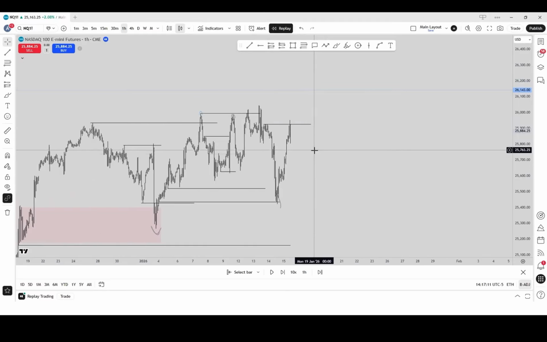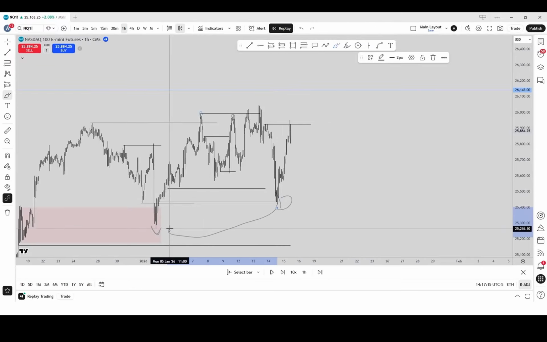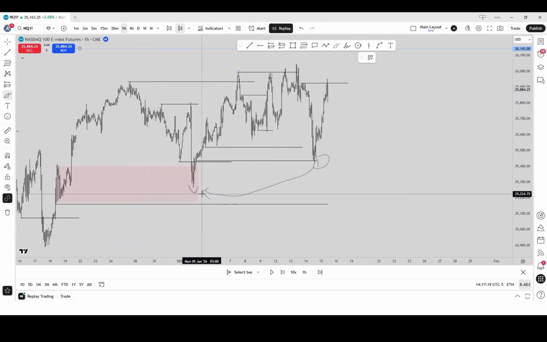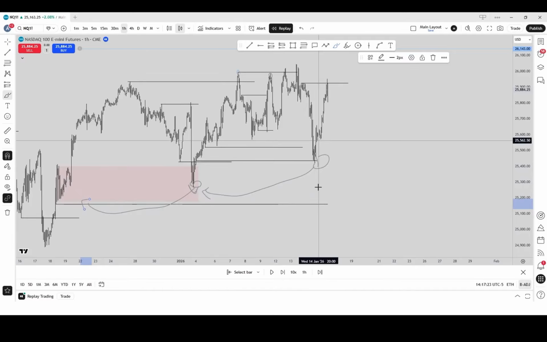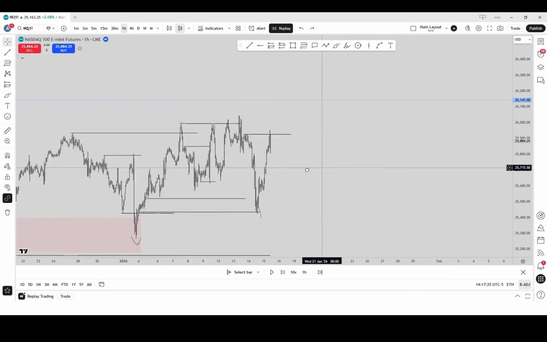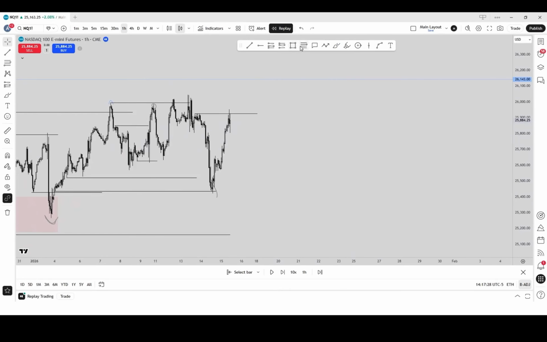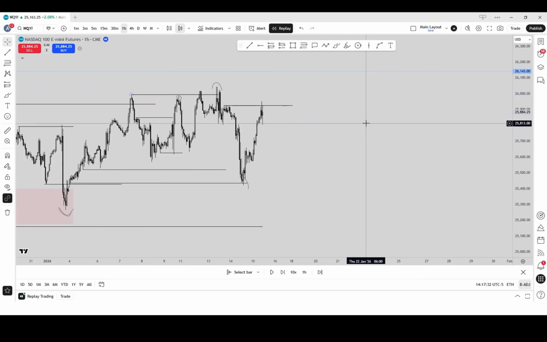Can we short here? We've just engineered liquidity here. Okay? And this low over here already built liquidity below here. Okay? And we've just trapped sellers. And we have this right here. Like I said, both of the longs here and the shorts here would be lower probability.